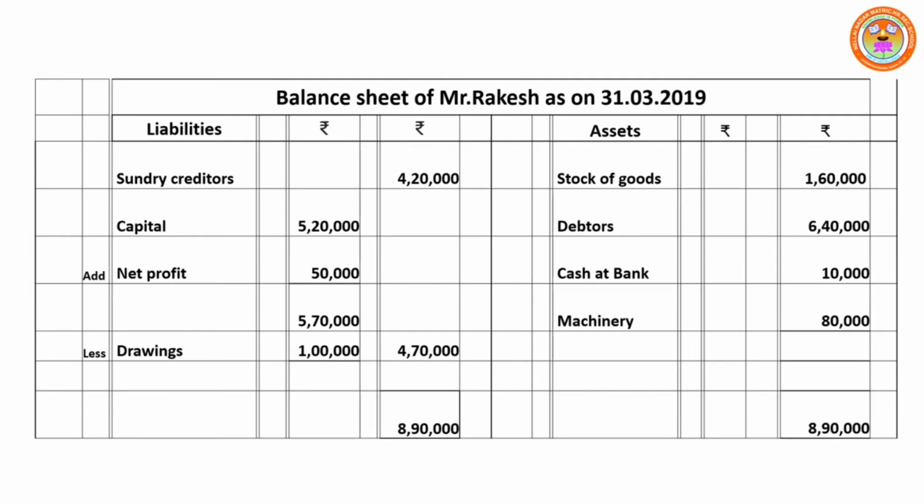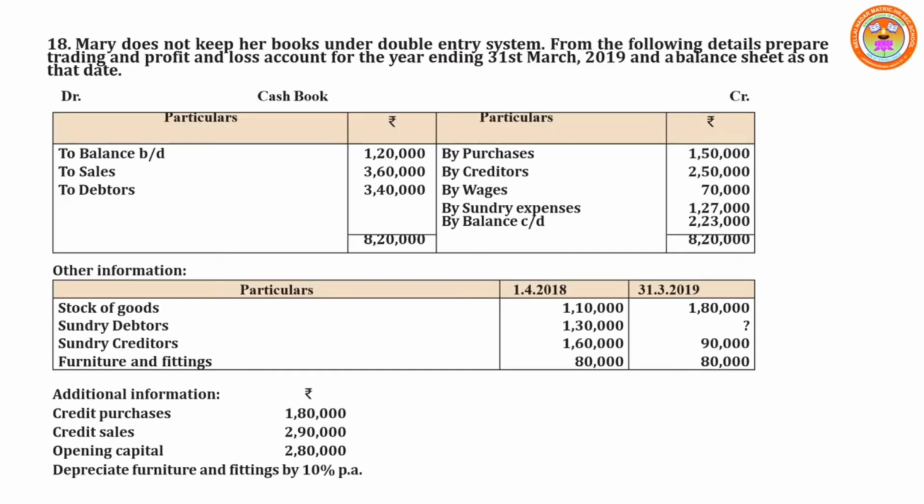Now look at sum number 18. Mary does not keep her books under double entry system. From the following details, prepare trading and profit and loss account for the year ending 31st March 2019 and a balance sheet as on that date.